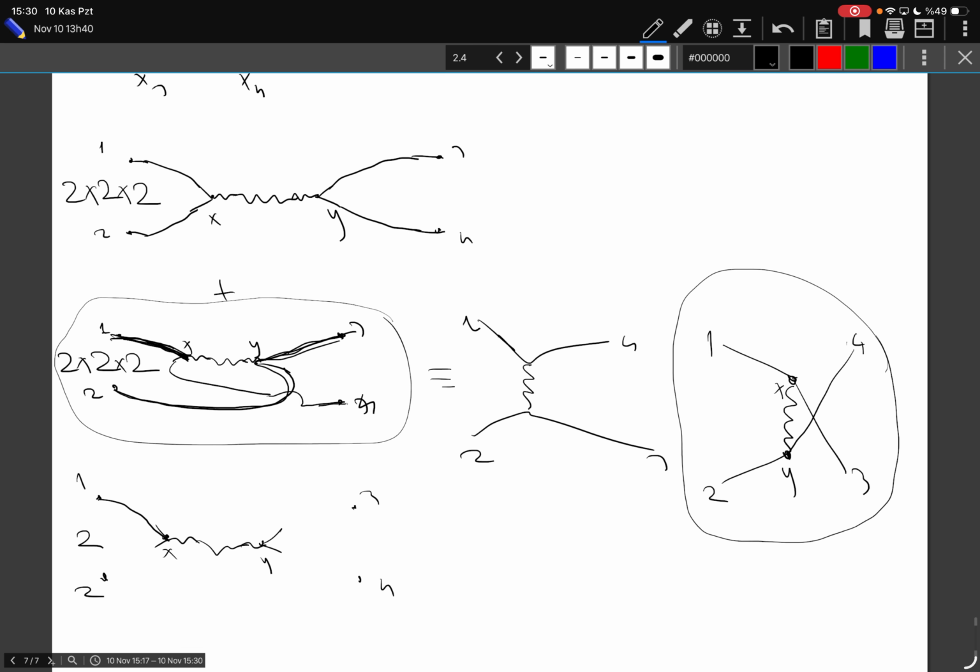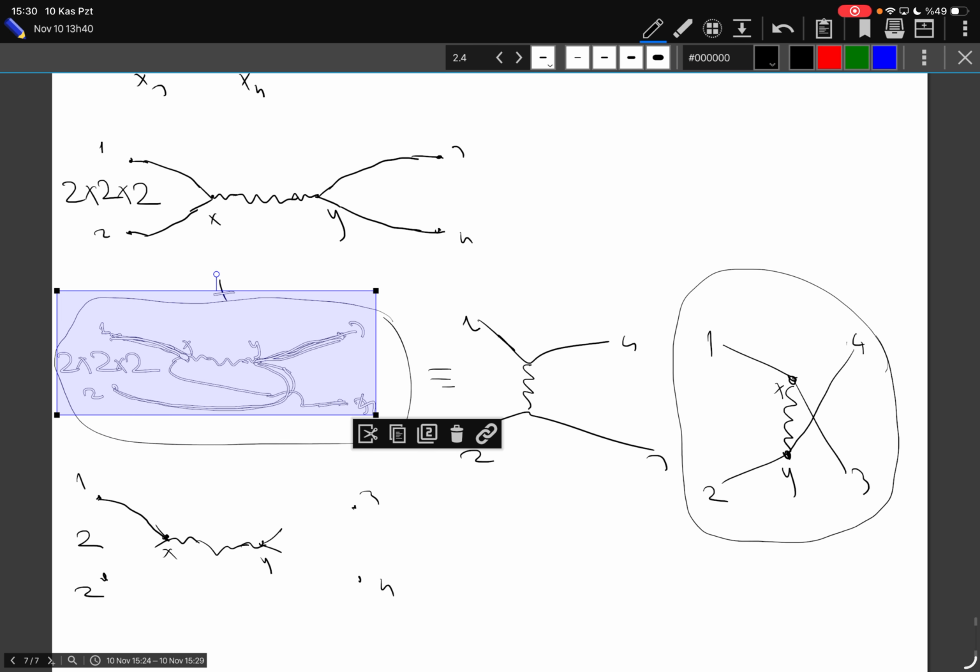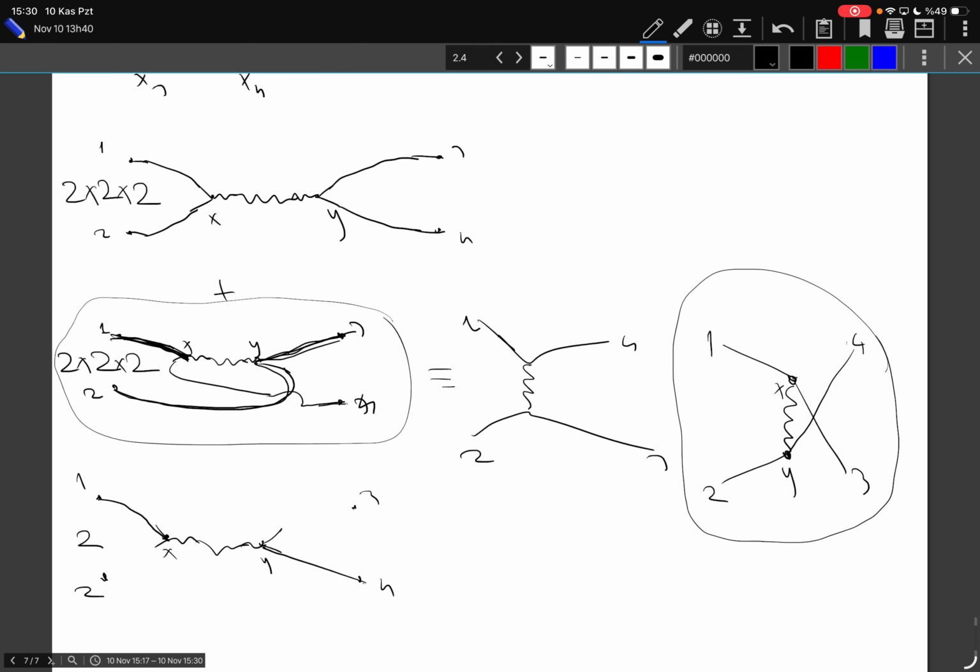Now, in this diagram, 3 is contracted with the field at y. But 4 can be contracted with a field at that point. Two fields left, so that's another factor 2. Now 3 can be contracted with the field at the point y. 1 option left, so no factors. 2 can be contracted with the remaining field at the point y. And of course, you can also exchange x and y. That brings another factor 2.